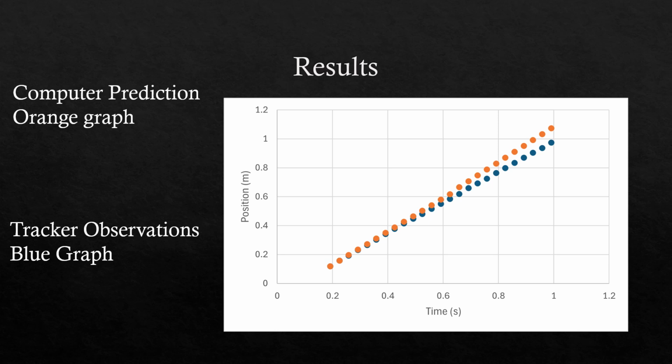The blue points show our actual observations. As you can tell, it tapers off and curves off at the end, showing that there is not actually a constant velocity throughout the experiment. It slows down, whether that is friction or air resistance. It just shows that it slows down and it's not a constant velocity.